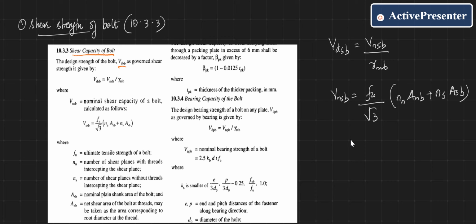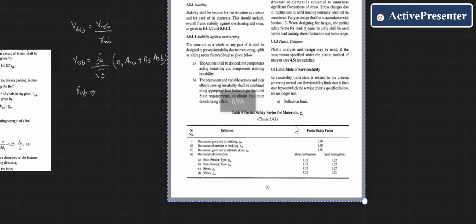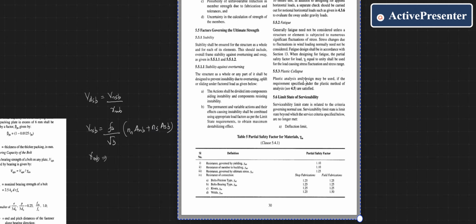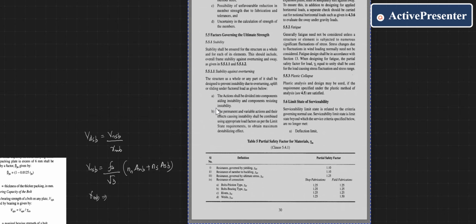We will discuss this in detail when we are going for some numericals. You will understand more clearly when we are going for numericals. And this gamma MB value, we'll get it from table number 5 of IS 800 2007.